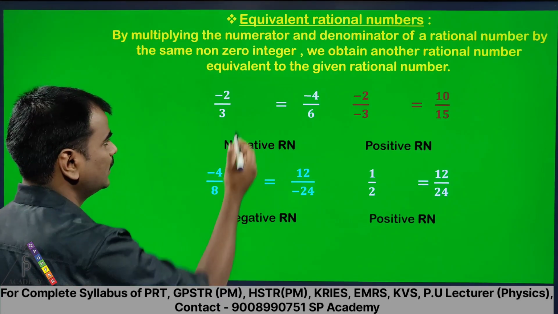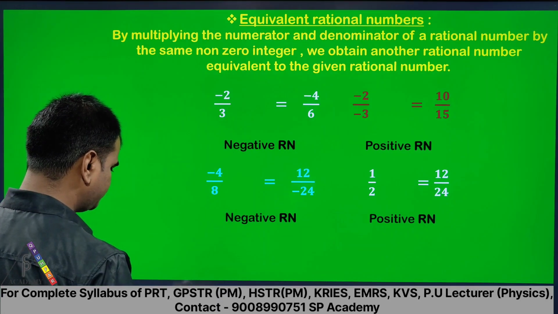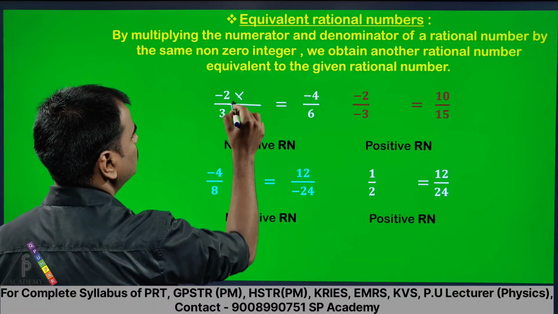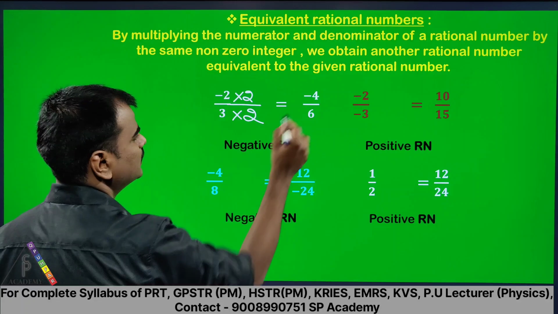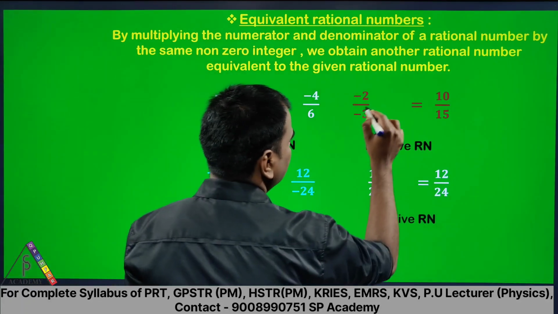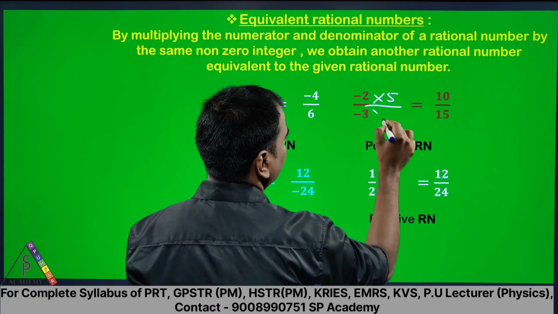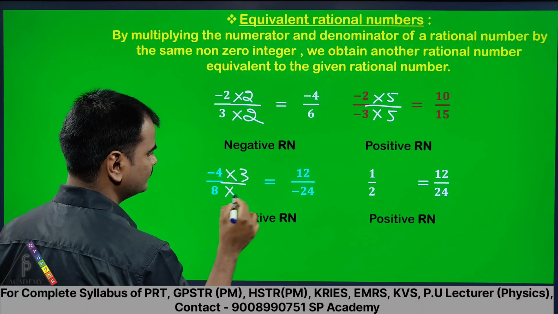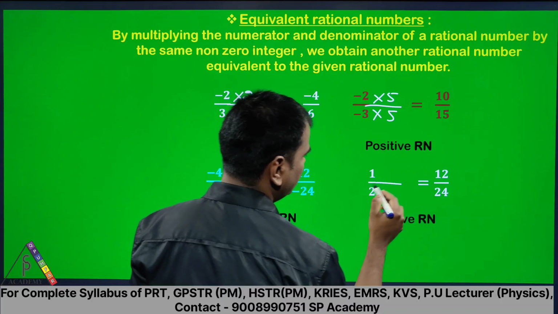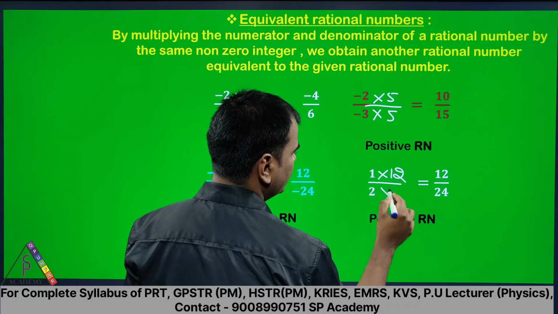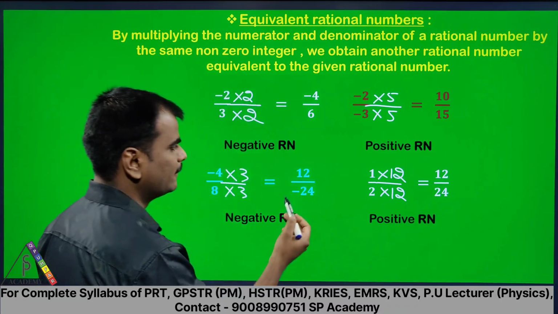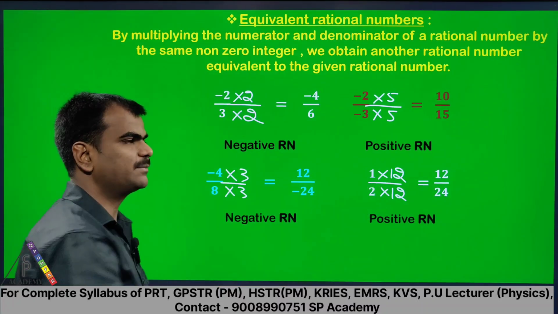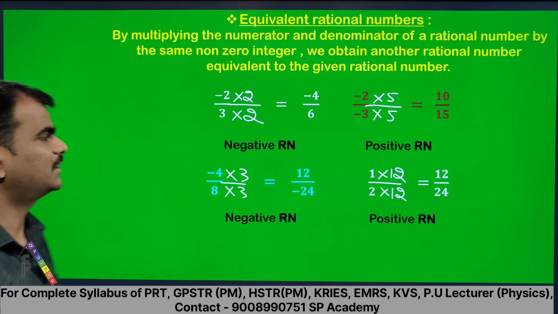Now if you take this, if you multiply and divide by 2, we'll get this equivalent rational number. Idakke we have to multiply and divide by 5. For this we have to multiply and divide by 3. For this we have to multiply and divide by 12. We'll get the equivalent rational number. Sign negative, those are all the negative rational numbers. If the sign is plus, those are all the positive rational numbers.